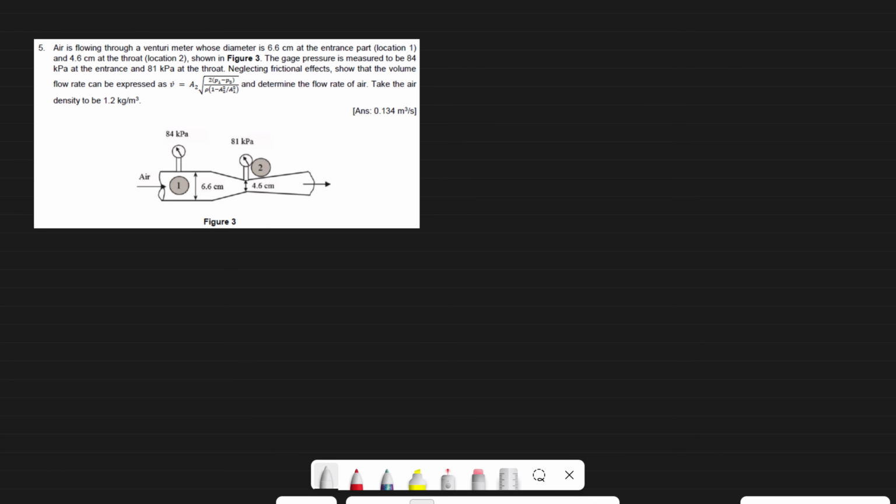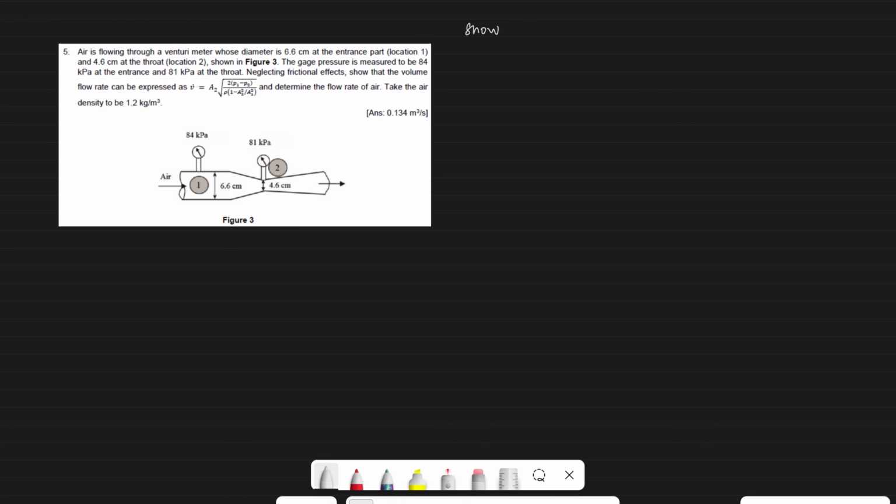Okay, so to show the first one, we take point 1 as the main flow and point 2 at the throat. So this is 2, this is 1 here. Since Z1 is equal to Z2, from here we see, we take at the middle.